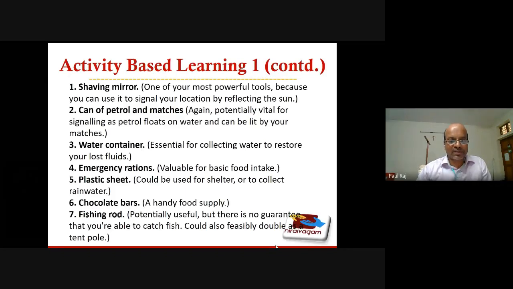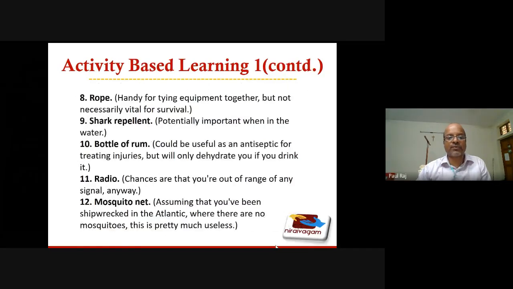Chocolate bars, one person has said. Plastic sheet also, one person has said. Water container also came. A handy food supply. A fishing rod, potentially useful, but there is no guarantee that you'll be able to catch a fish. Okay, rest of the things are rope, shark repellent, bottle of rum, not for enjoying, but to use as antiseptic for treating injuries. A radio is one of the last choices. Mosquito net is the very last choice because probably you will not find any mosquitoes over there.